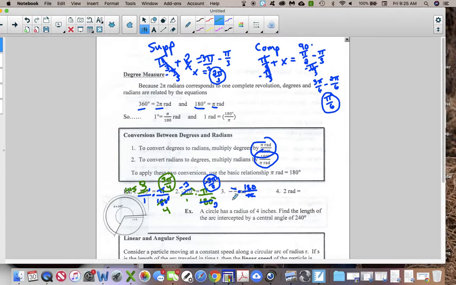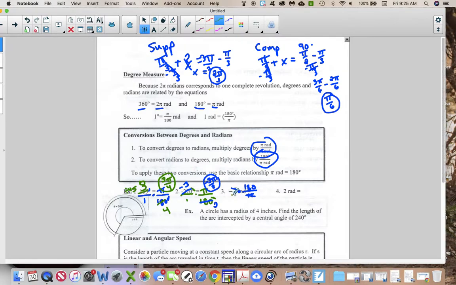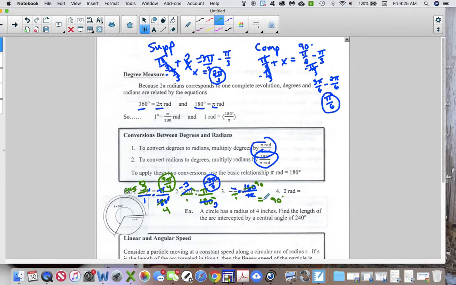So the 2, I can reduce both of them by 2, so this is 1. And this is 90, so I have 90 over 1, or just 90 degrees. And don't forget that there's a negative in front of this to start with. So I'm just going to slap the negative on the beginning of my answer. And negative 90 degrees is what that is.